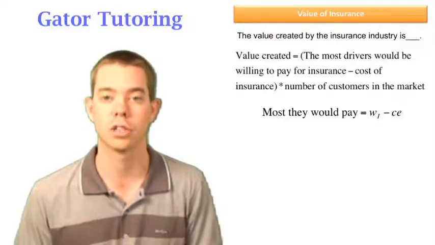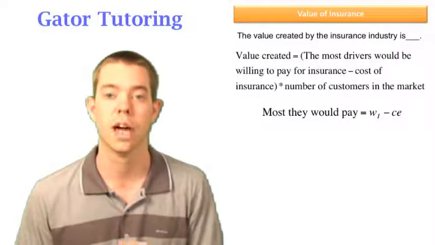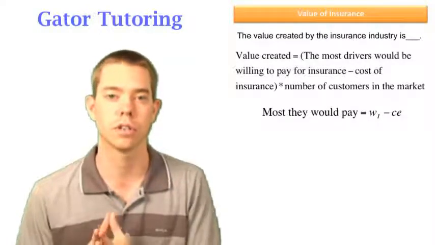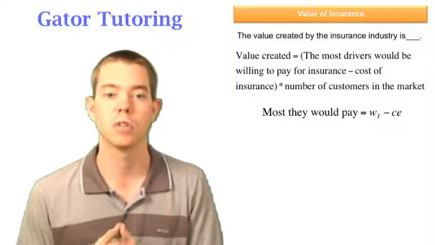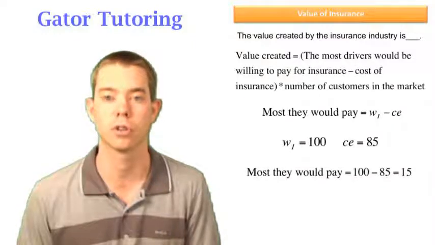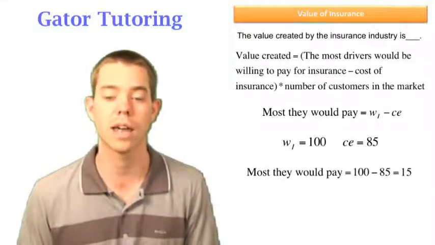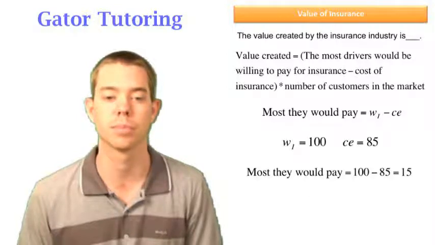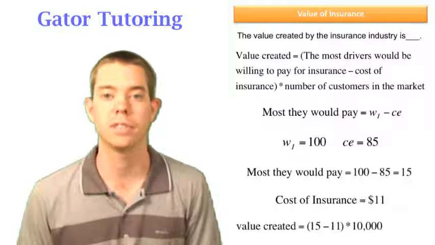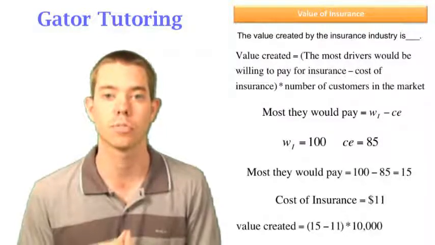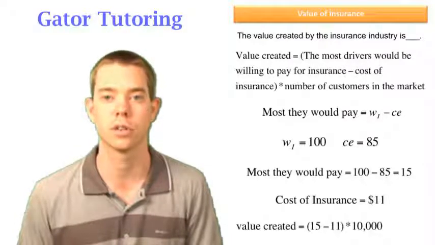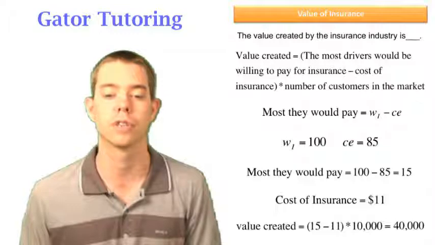So if they have $100 today, and they have to take these risks, and they're willing to accept $85 for a certain situation where they don't have to take any risks, the most they'd be willing to pay for insurance is the difference of those two things. In this case, the most they'd be willing to pay for insurance is $15. What do they actually have to pay? Well, we solved for that. That was the price of insurance. That was $11. So the value created is that 15 minus 11, so $4 per person times how many people there are in the industry. In this case, there's 10,000 identical people, so the value created by insurance is $40,000.